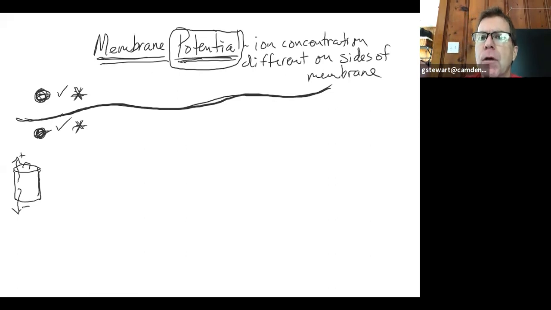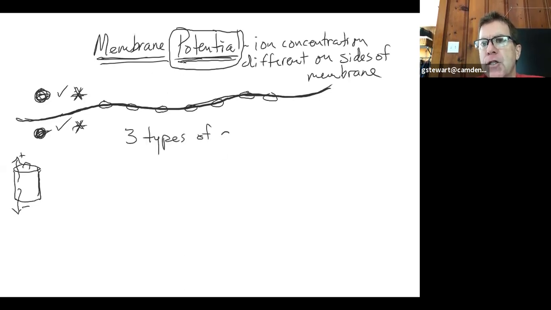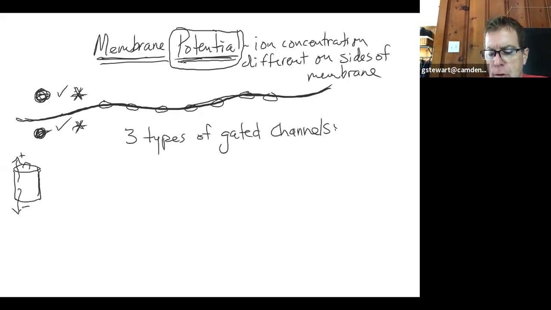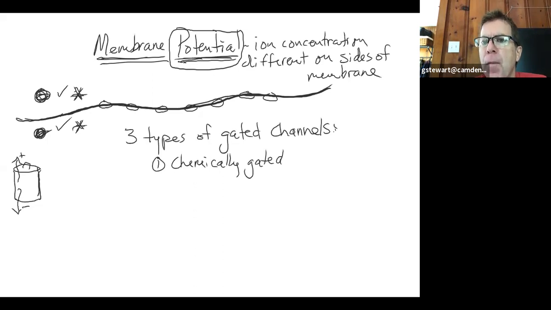And what helps create this ion difference are channels, protein channels along this membrane. And there are basically 3 types of gated channels in the human body, on our cells. I'm going to list those 3. There are chemically gated channels. By gated, that means they open and close based on chemicals that bind to them.